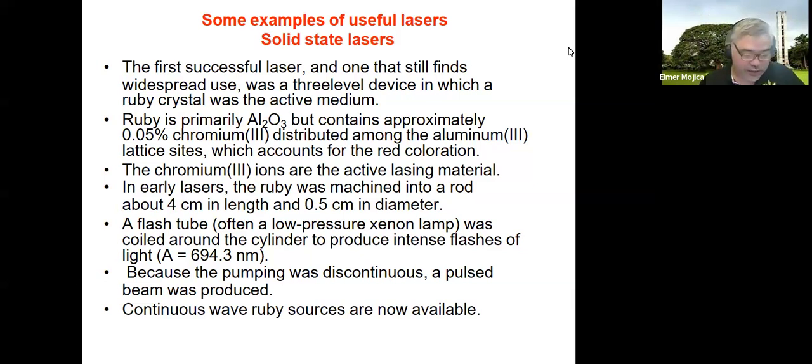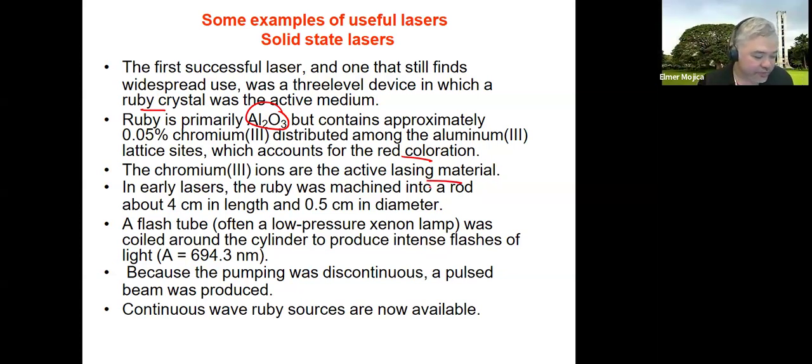As I've told before, one type of laser that we have is the solid state one, and this is still the one that is widely used with three-level devices, where usually the one that you commonly use is the so-called ruby crystal. Okay, so ruby is aluminum oxide that contains a small amount of chromium distributed along the aluminum lattice sites, which gives it the red color. Okay, so the ruby color is really from the chromium. So the chromium ions are the active lasing material there.